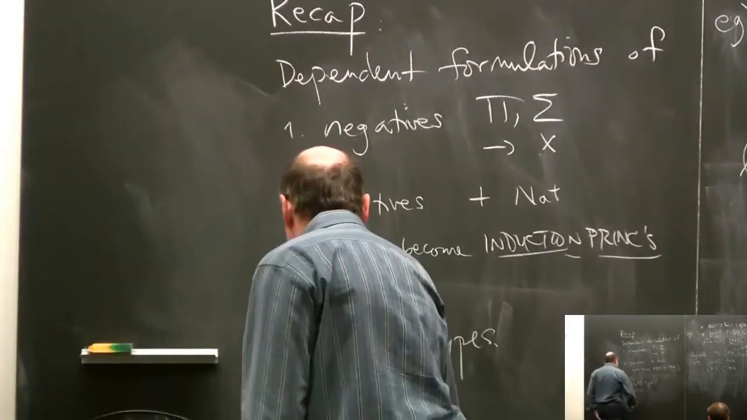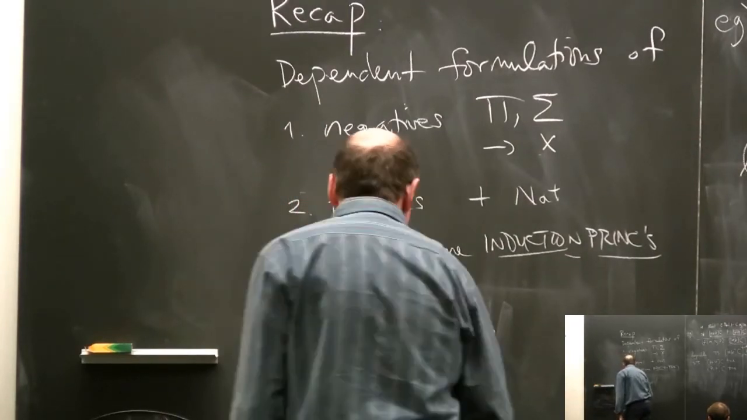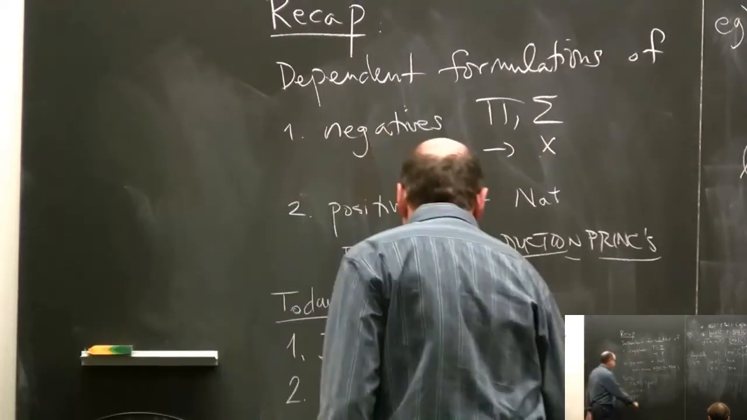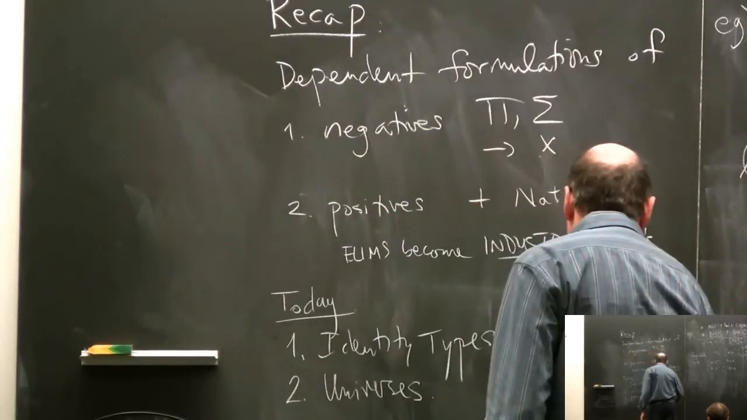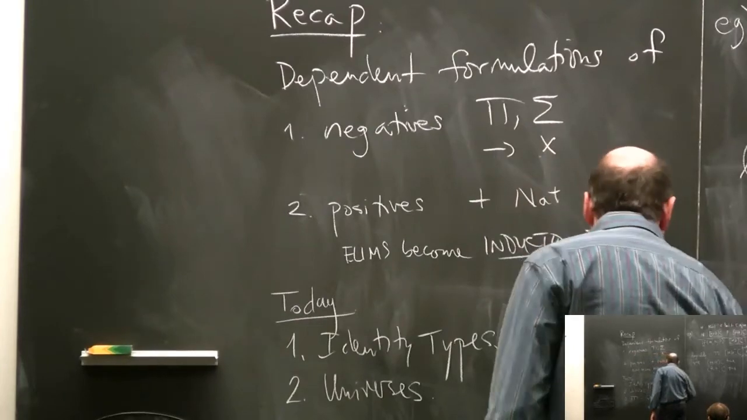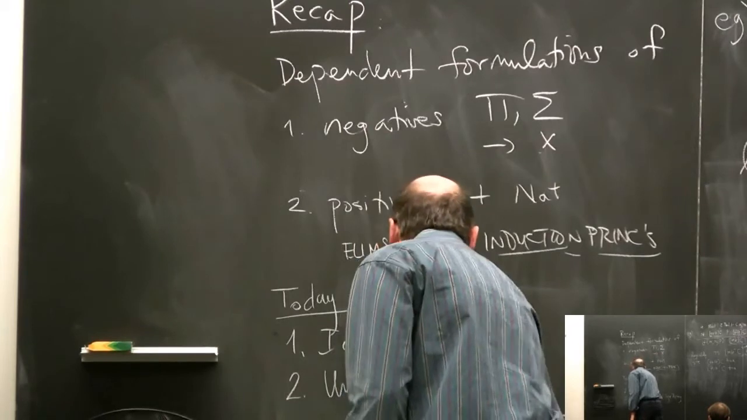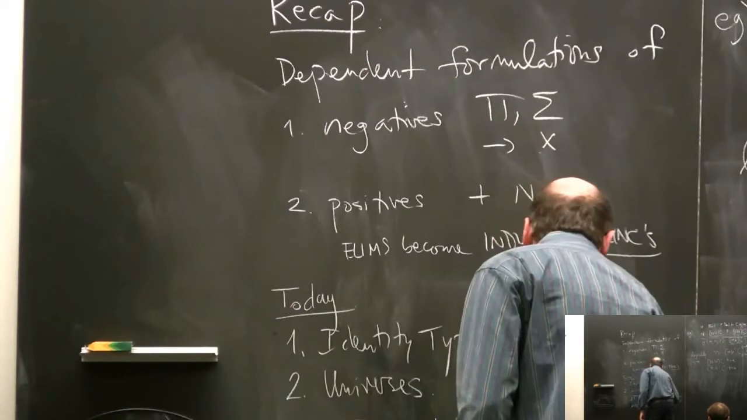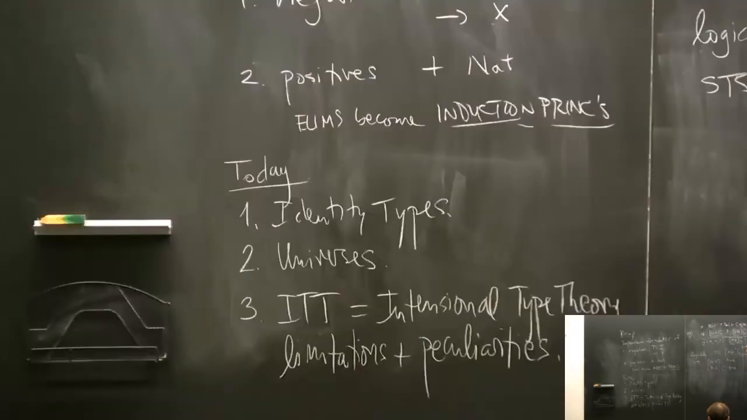And when these two things are in place, I will at this point have what is called ITT, intuitionistic or intensional type theory. I then will have developed what is called intensional type theory. And I will then speak a little bit about its limitations, maybe, and its peculiarities, because that's going to motivate a bunch of other ideas from there. So that's my plan. That's what I'm going to talk about for today.